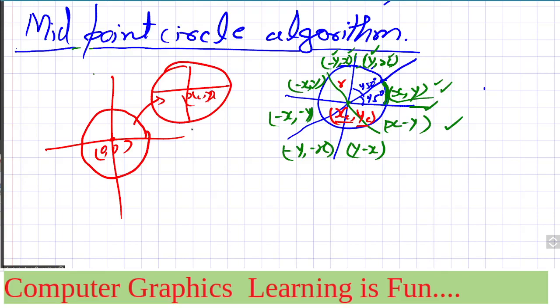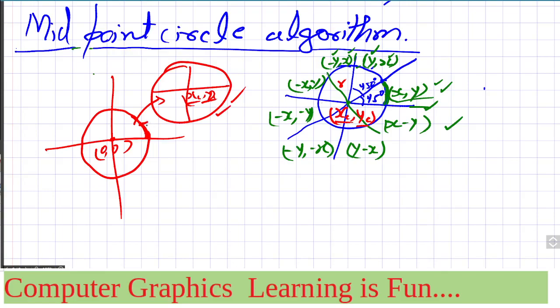So what we are doing is calculating the pixels keeping the center as 0 0, and then transforming it to its original place. For transforming, we just have to add the coordinate values x c, y c to the actual coordinate values. For now we only have to understand this. Let us go on to understanding the midpoint circle algorithm.